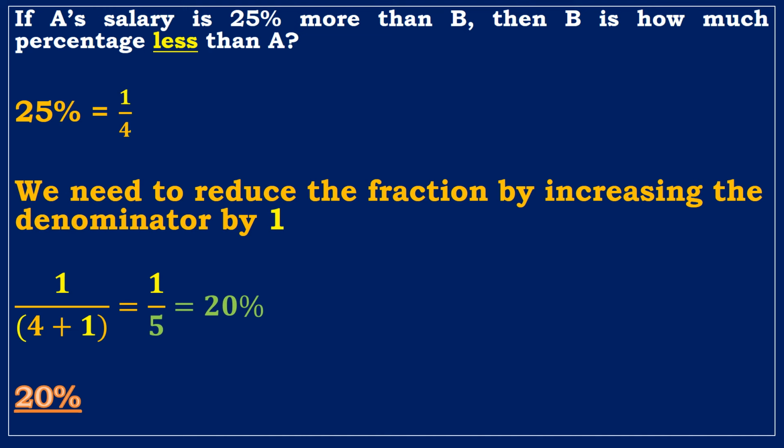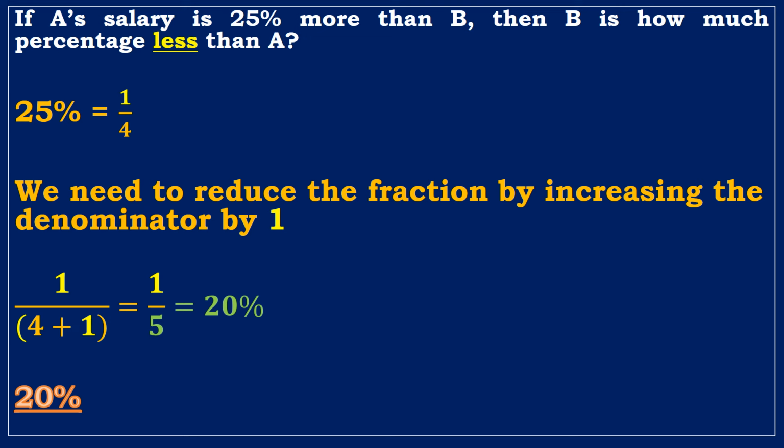Here, the numerator value is 1. So, add 1 to the denominator value. As a result, the denominator value is 4 plus 1. The fraction then becomes 1 by 5. It may be expressed as a percentage, which is 1 divided by 5 equals 20%.